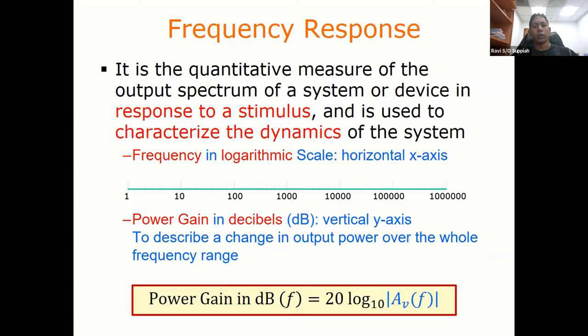Okay, a frequency response curve is basically measuring the change in the amplitude or the power of a signal as the frequency of the system changes. Normally, the x-axis is the frequency in logarithmic scale, and the y-axis is the power gain in decibels. So this is the standard convention for you to draw the frequency response curve.